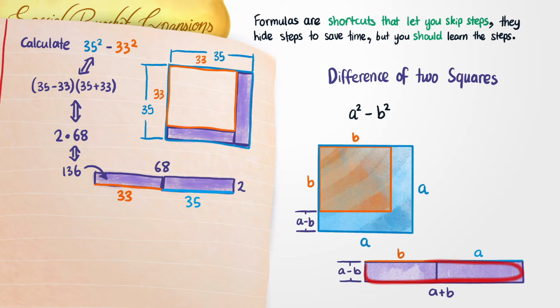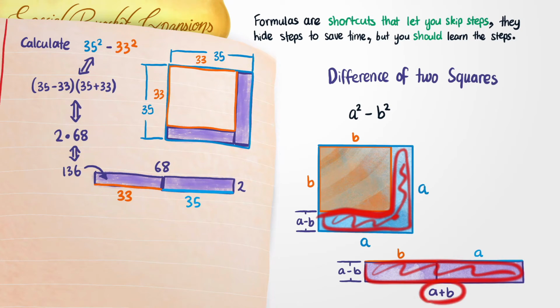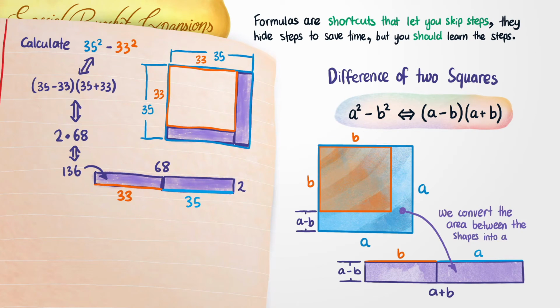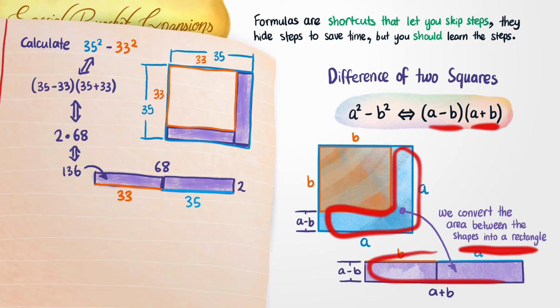Now, since this shape over here is the exact same as the difference between these two squares, then we can immediately say that the area of this rectangle is the same as the difference between these two squares. The area of this rectangle is just going to be a plus b times a minus b. So the difference of two squares can be rewritten as a plus b times a minus b. Now, I've just rewritten this in the opposite order, because the order doesn't really matter when you're multiplying. The other thing I wrote over here is that we've just converted the area between these two shapes into a rectangle to find this right-hand side over here.